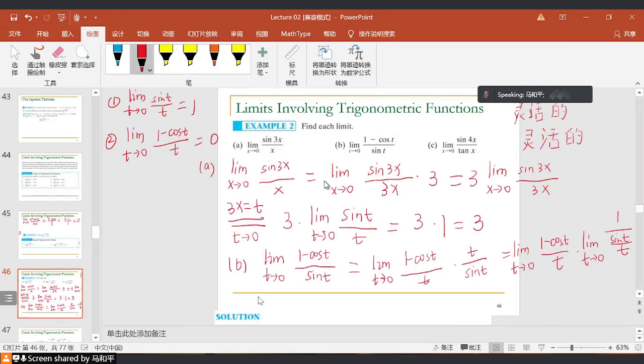Okay? So here we know this limit, the first one is the second important limit, we find it is 0. And the second one, we can write is 1 over the limit as t approaches 0 of sin t over t. So we can find it is 0 times 1, which is 0. So the answer is 0.